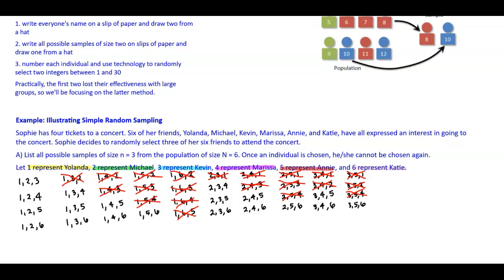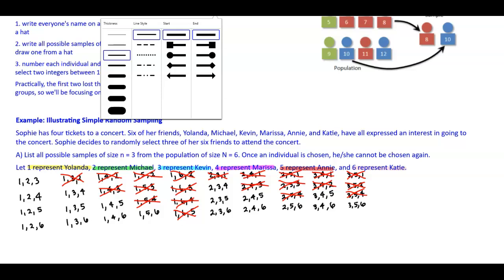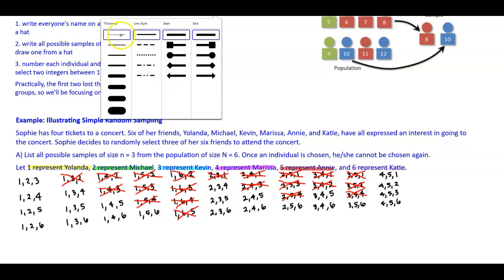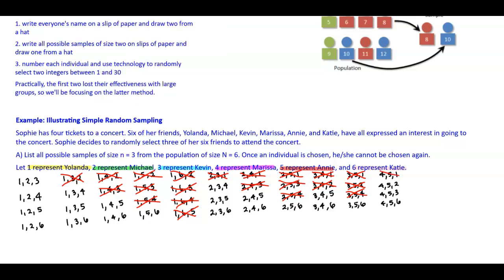Okay, now if we decided to go to 4 now, we already did 2, 4, so that means we're going to go 4, 5. So 4, 5, 1, 4, 5, 2, 4, 5, 3, and 4, 5, 6. We don't have any of those repeated except that 4, 5, 1 is repeated, 4, 5, 2 is repeated, and 4, 5, 3 is repeated, so we have 4, 5, 6.